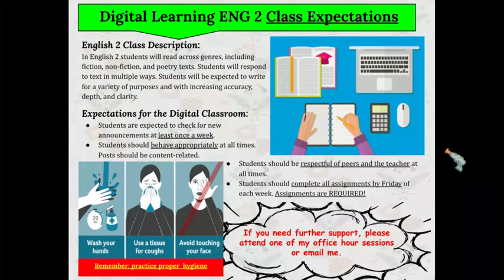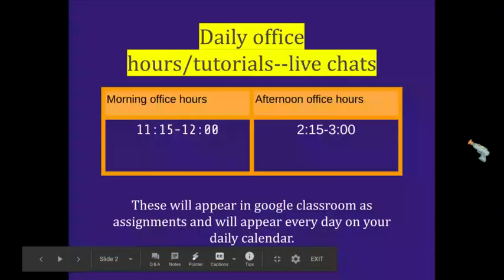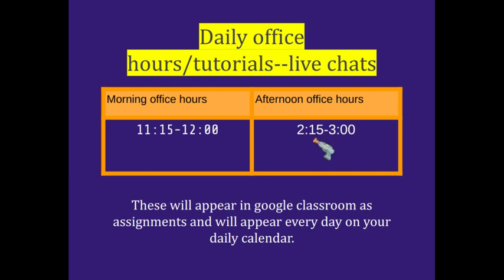All right. So I'm just gonna go over my office hours. I will be having these Monday through Friday, and my morning office hours are 11:15 to 12. My afternoon office hours are 2:15 to 3 o'clock.